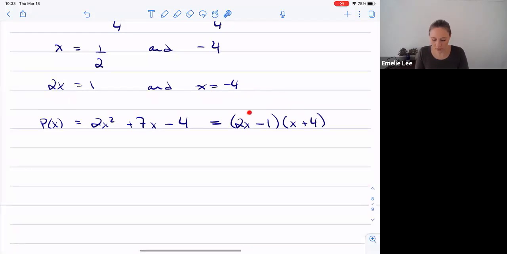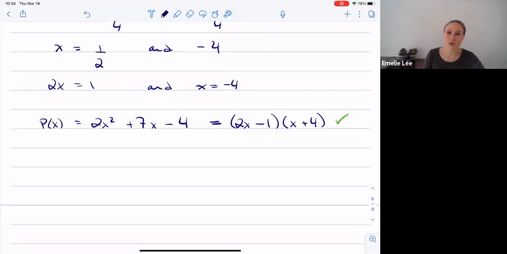You should always check, right? If you've factored something, because factoring can be hard. So always check your work. 2x times x is 2x squared. Okay, so far so good. And then 2x times 4 is 8x. And then minus x, okay, so that puts me at 7x. And then negative 1 times 4 is negative 4. So it checks out. And so you should always check to make sure that what you're saying are actually equal.